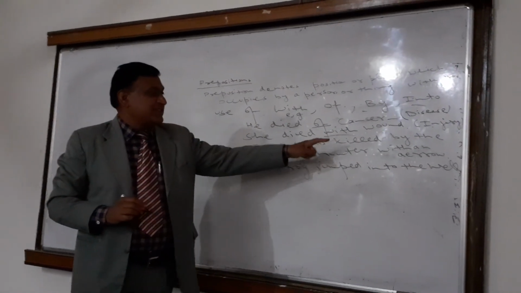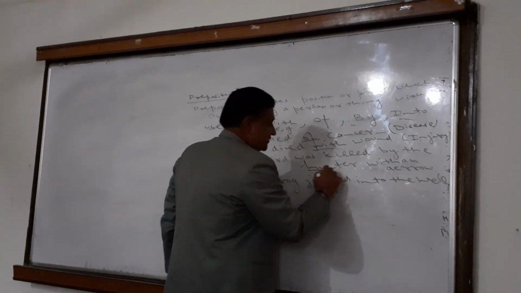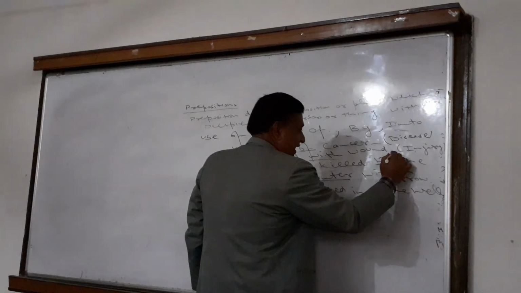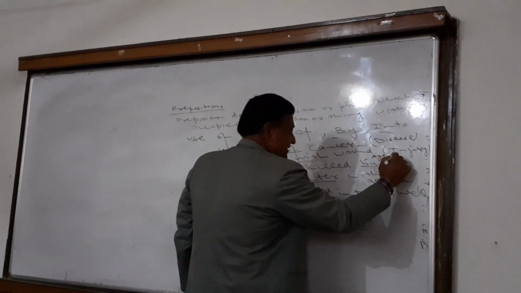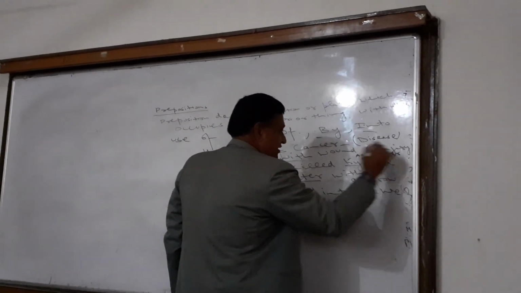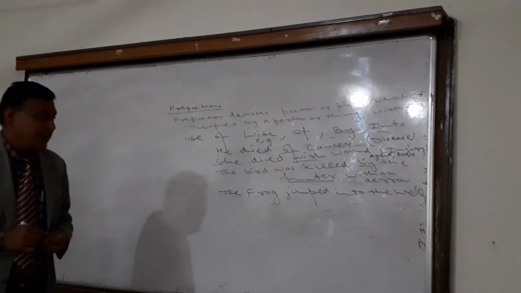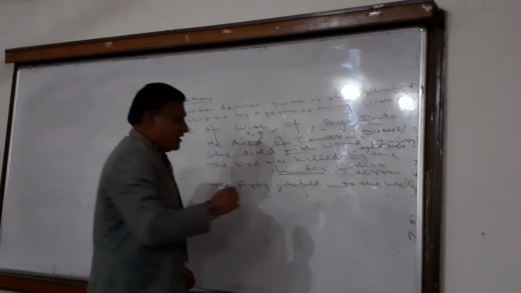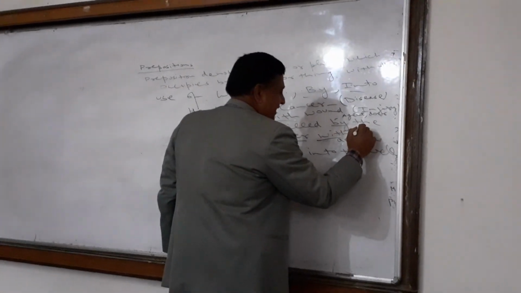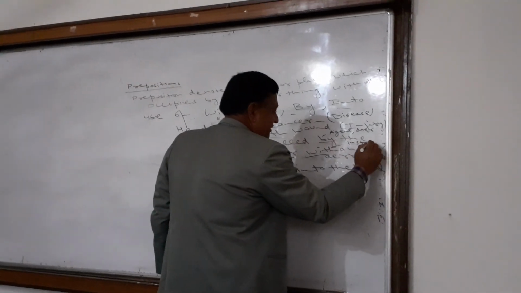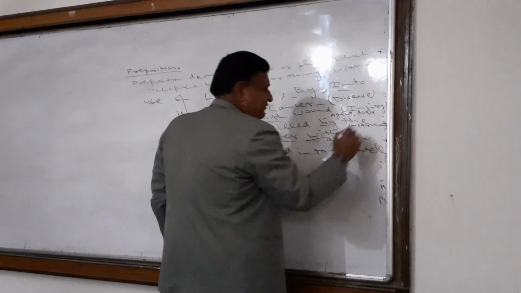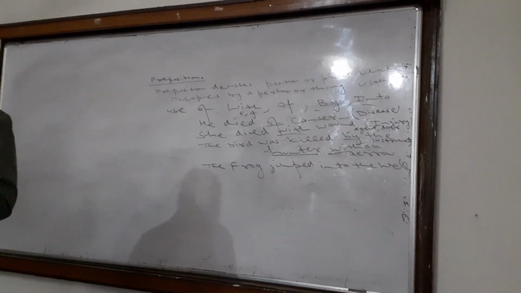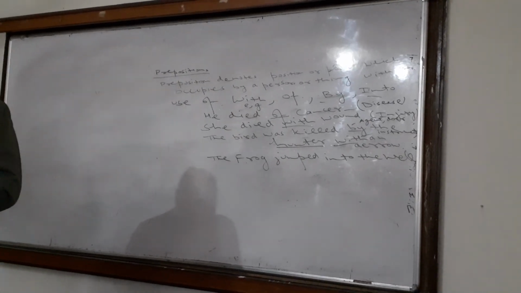The bird was killed by the hunter. So by here is an agent or doer. By is working here as an agent. Here with we use as an instrument. Many examples we can quote. He was killed with his sword.